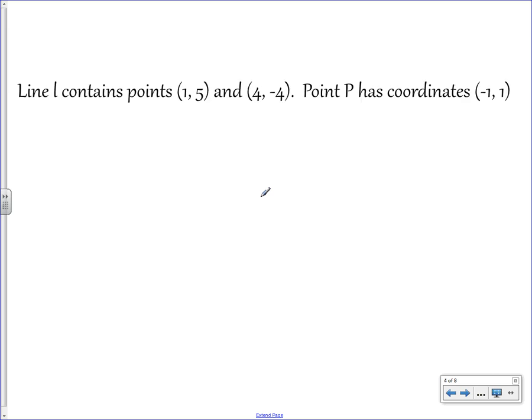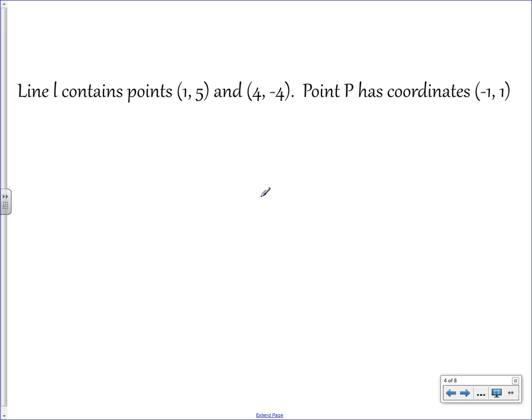So line L contains points 1, 5, 4, -4. Point P has coordinates -1, 1. Your directions, I assume, say find the distance between the point and the line. Yes, find the distance from P to line L. So there's a lot of different ways to do it, but I really think that having a graph is probably the best. And I need to grab a graph.